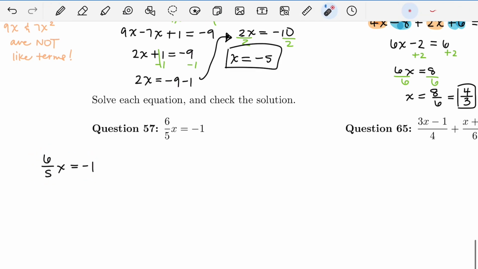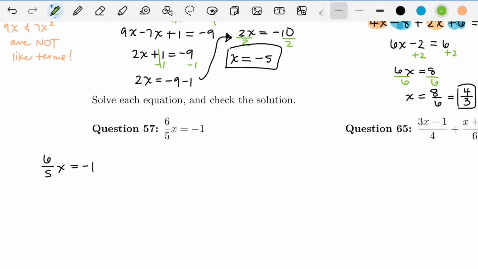And what's happening to this is it's being multiplied by 6 over 5. Or we can think of it being multiplied by 6 and divided by 5. So what we can do in this case is we can multiply both sides of our equation by 5. What happens is it undoes this here. 5 divided by 5 is just going to be 1, so we're just left with 6x on the left-hand side of our equation. Now on the right-hand side, we have -1 times 5, so this will be -5.